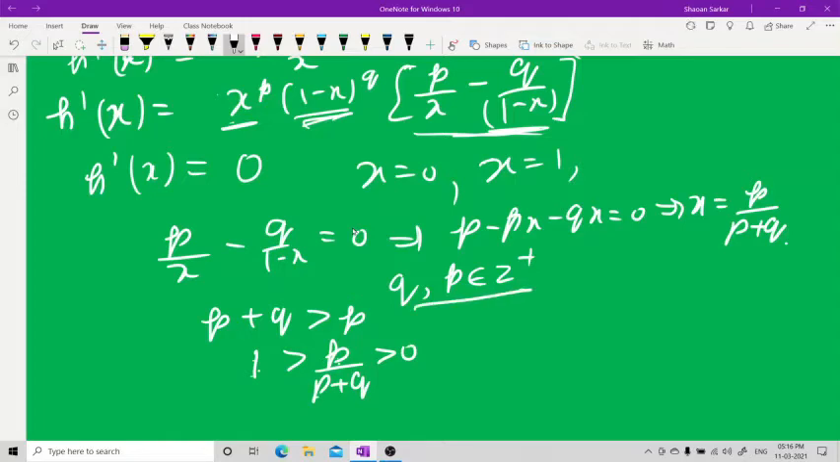देखो एक example लो. Take an example. 2 plus 3 is greater than 2. 2 by 5 is less than 1, and this quantity is greater than 0. I hope you have understood.